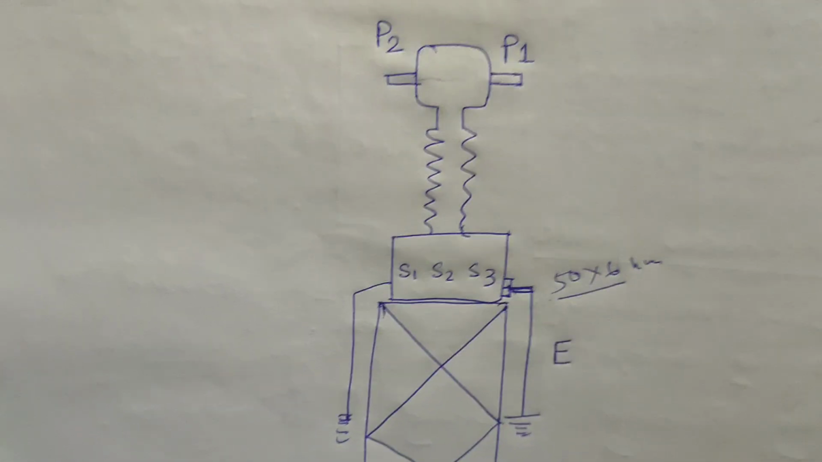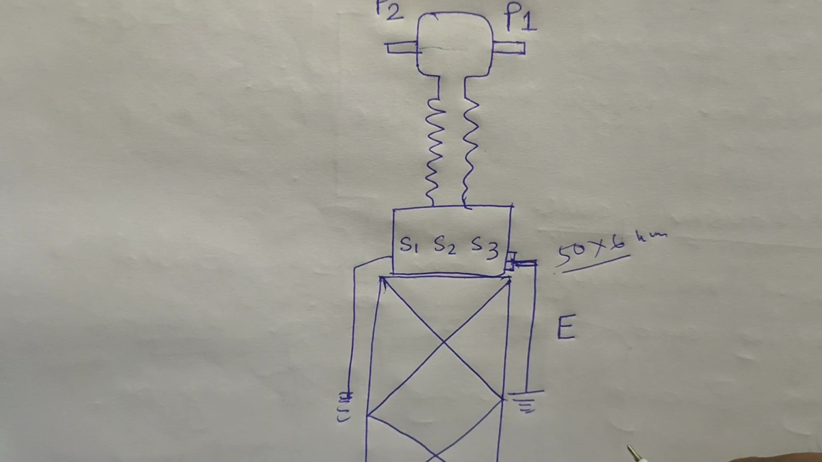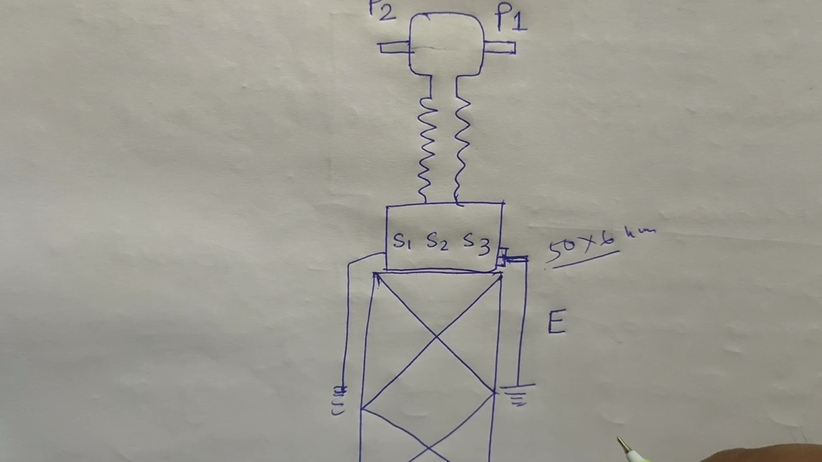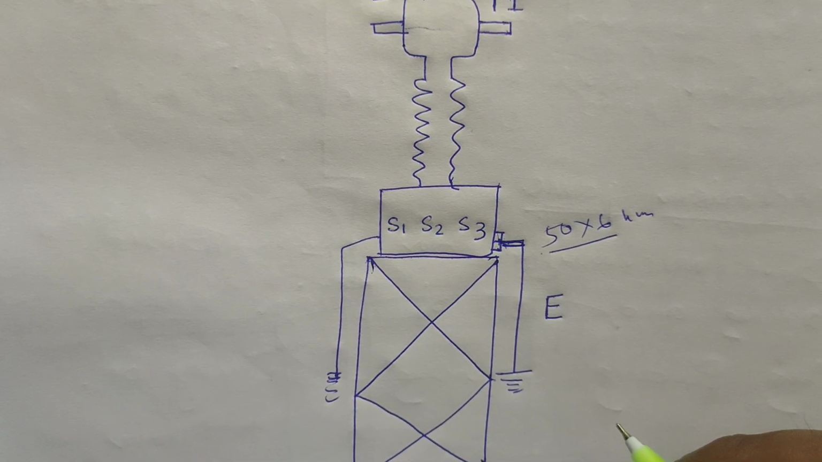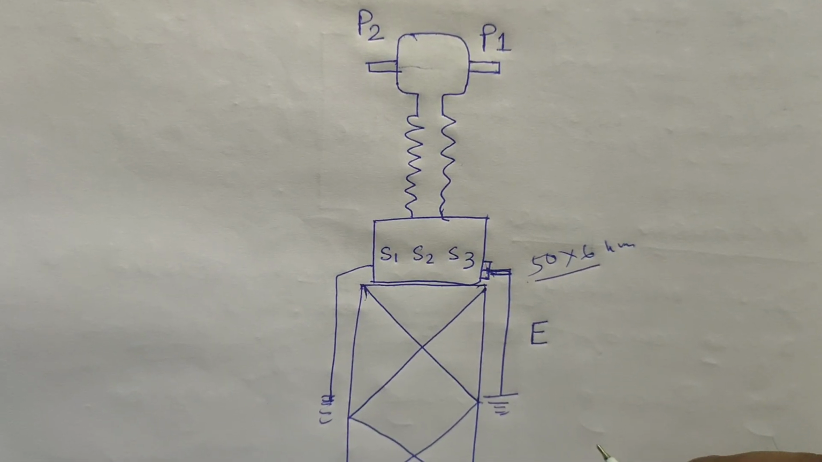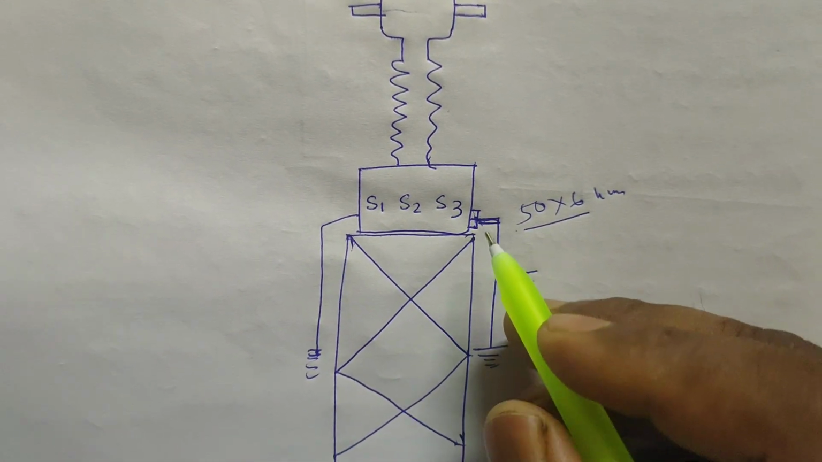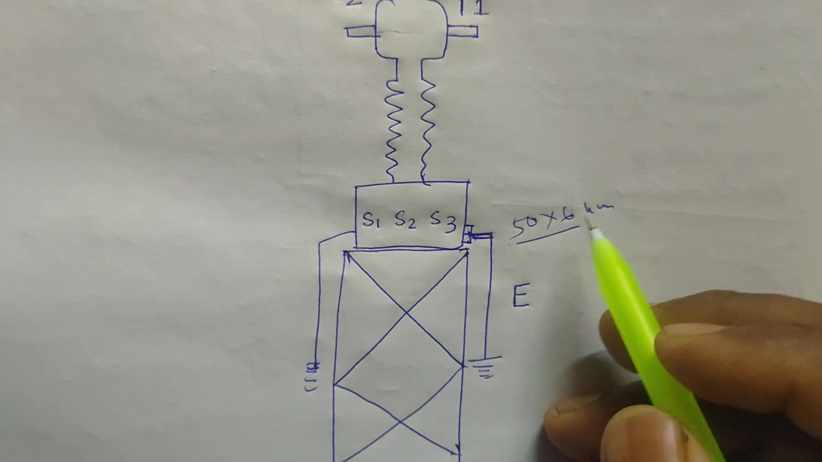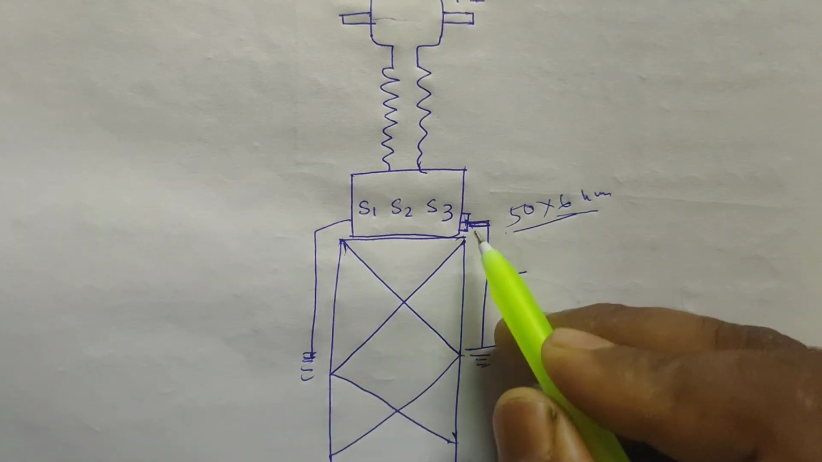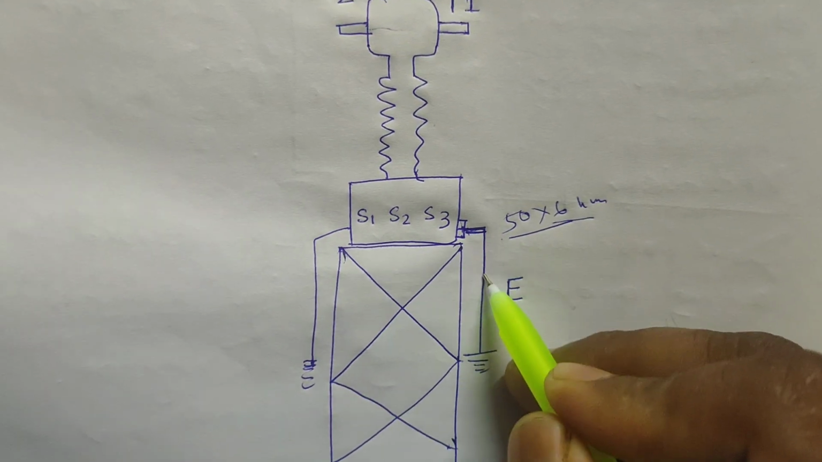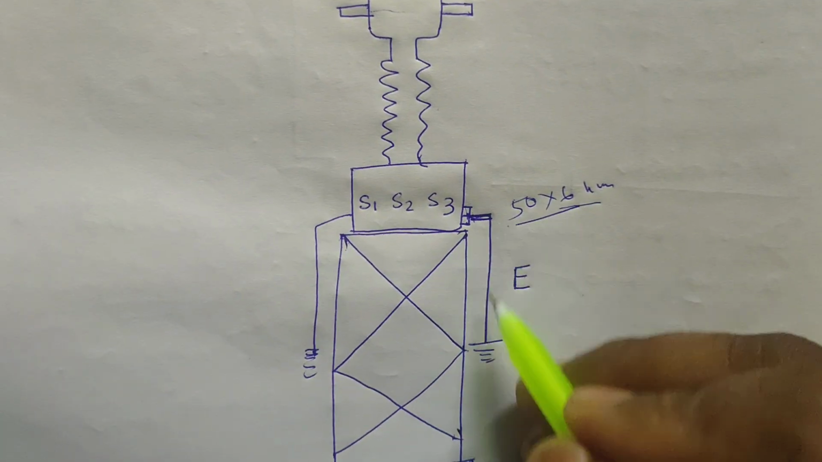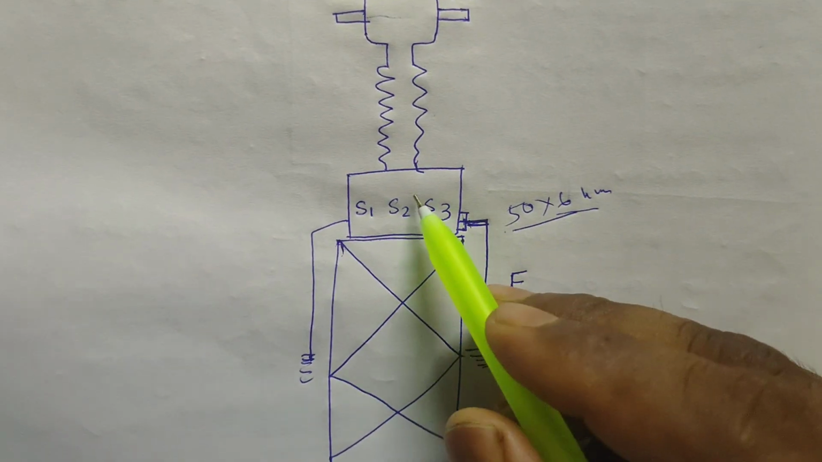Again, the purpose is to provide a safety path for the fault current, protecting the user and the equipment from electrical hazards. And for the color code, we use green here. If we are using the 50 by 6 GI channel, we paint it green to identify that it is the earth point of the particular equipment.